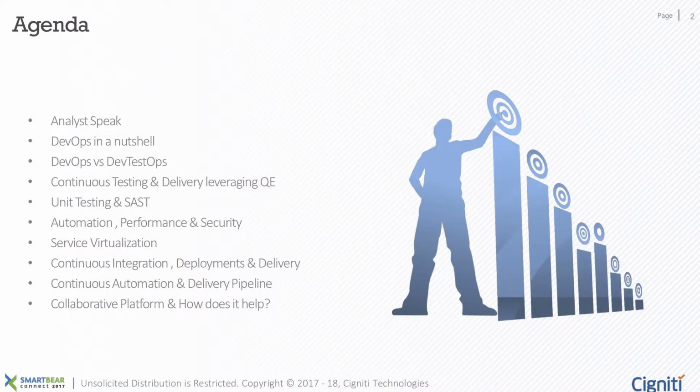The agenda, what I would like to look at is, first, most of you would have a real understanding of Agile and DevOps, but how the analysts look at it, and what they tell in terms of continuous testing and DevOps, and how DevTestOps, coined by Forrester, has come into existence and how quality engineering can help you out in this whole world.